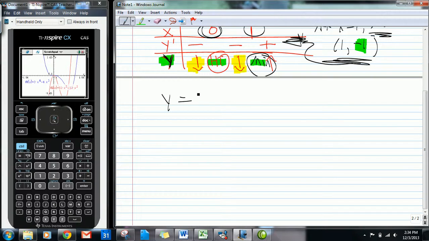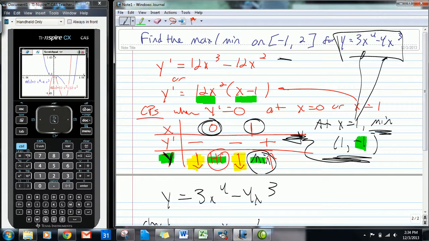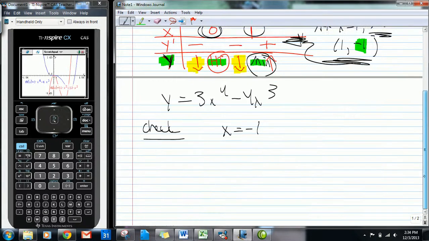So the function is 3x to the 4th minus 4x cubed. Let's check the endpoints. What's happening at the left endpoint? Remember, we're given a closed interval to start with. So I'm going to check what's going on at -1, and then I'm going to check what's happening at 2. I have a sneaky suspicion that it's higher at 2, and that will be our max when x equals 2, but who knows? So let's plug -1 in.